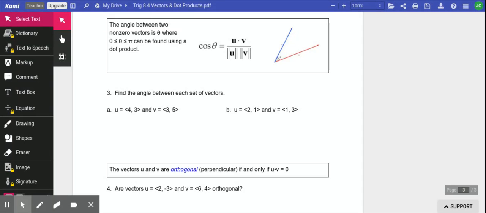In Lesson 8.3, we talked about how to find the directional angle of any vector. There is a formula that we can use to find the angle between two vectors. The formula is cosine of theta, where theta is the angle between the two vectors, equals the dot product of vector u times vector v divided by the magnitudes of those multiplied by each other.